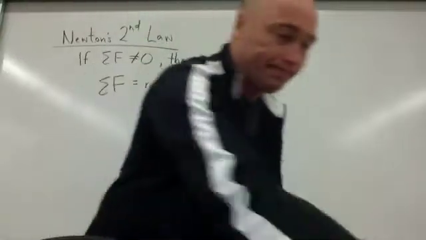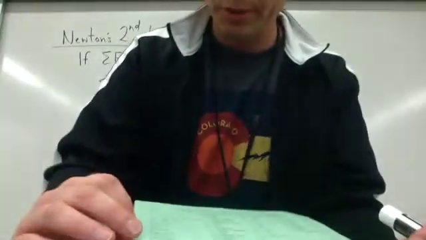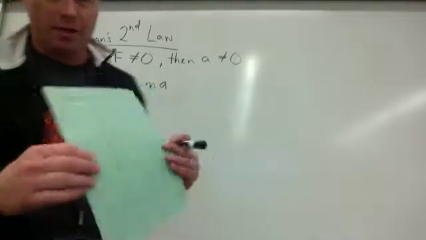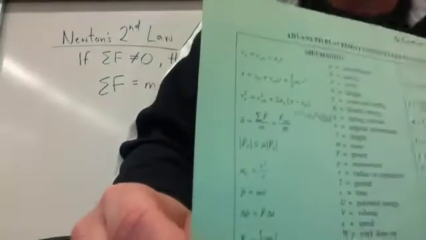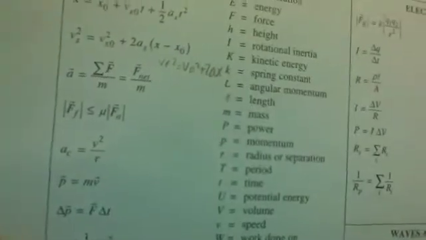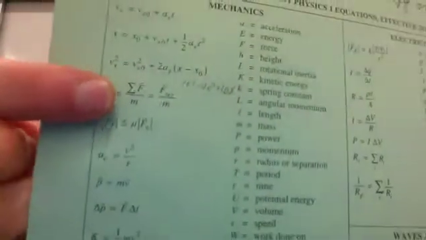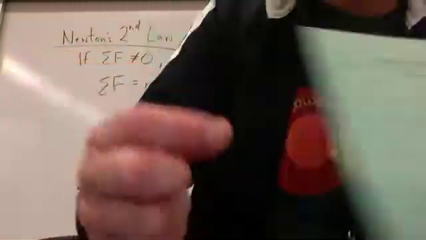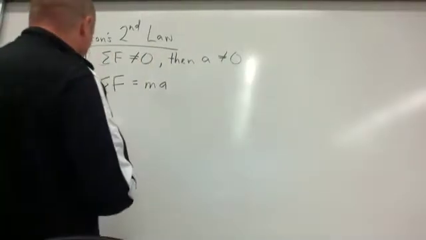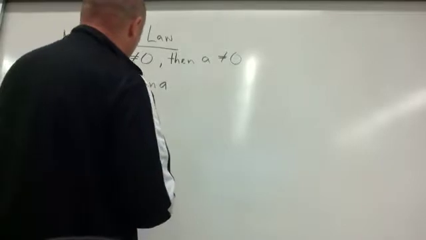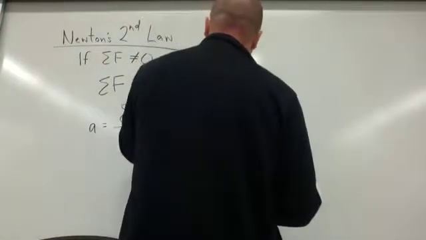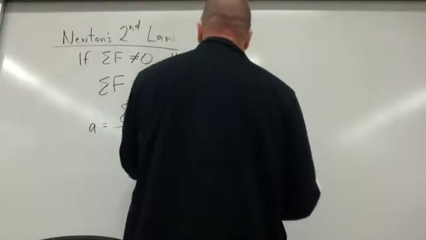Now here's the weird thing. If you look on your formula sheet, everybody knows F equals ma. But on the formula sheet, you see they have a equals F over m, which is kind of weird. a equals the sum of the forces over m, or a equals the net force divided by m.